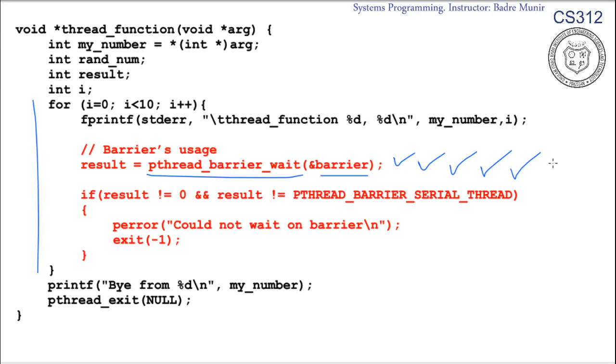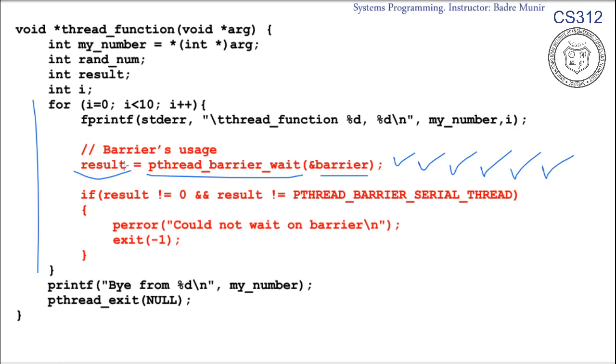Now, by design, when the final thread calls pthread_barrier_wait, all of the threads that were previously blocked will get unblocked. They will be able to proceed further, and moreover, this barrier would be reset to the state which it had when pthread_barrier_init was called on it. The question remains, what will pthread_barrier_wait return in all of these 6 threads?